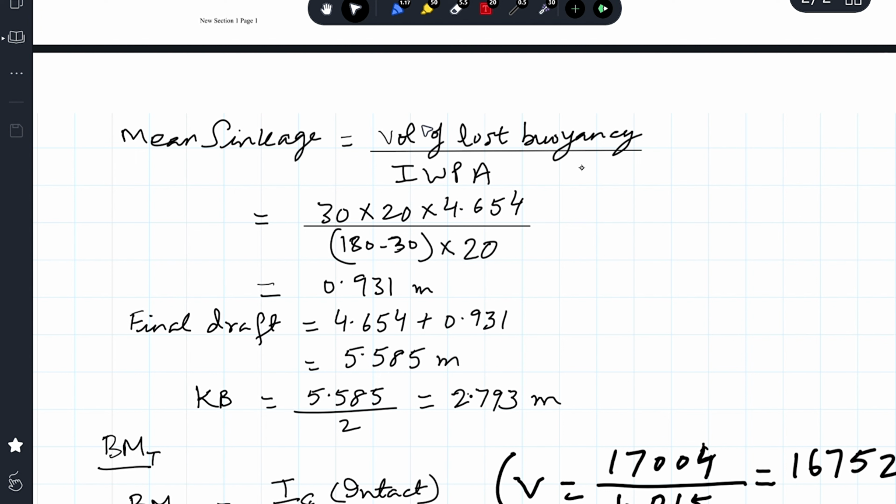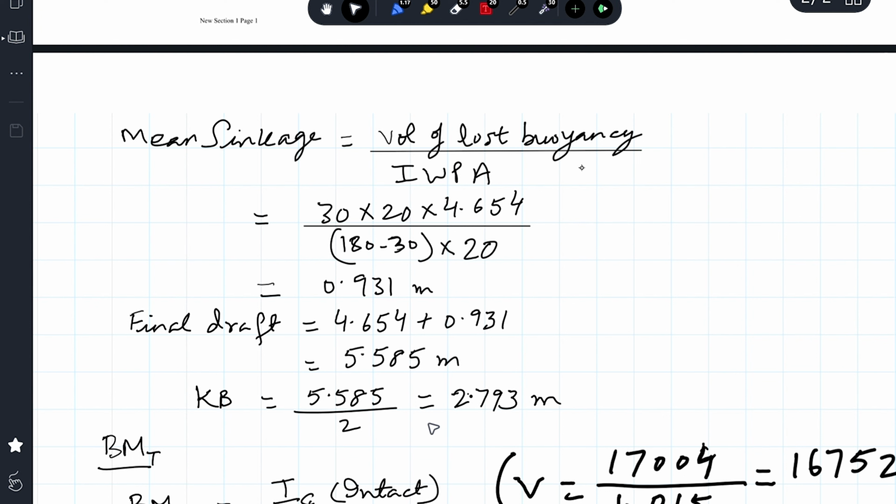But we can see that in our case, the initial draft before bilging was 6 meters and the final draft after bilging is 5.585. Actually the draft has become lesser despite the mean sinkage due to lost buoyancy, because there was 4,900 tons of seawater in the tank which got discharged after bilging, and that gave a mean rise also. So 5.585 meters.